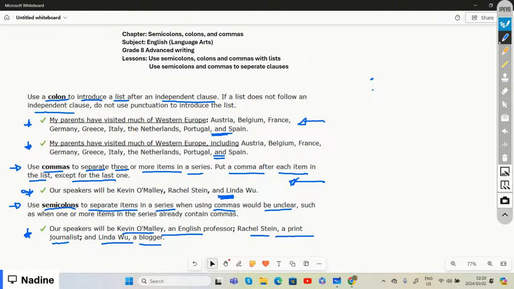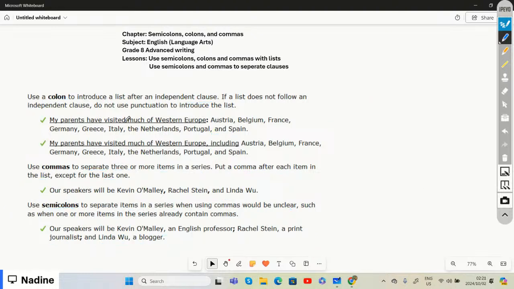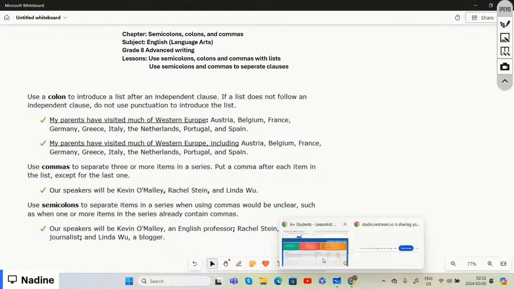All right, so now we're going to aplusstudents.ca, where we are going to use semicolons, colons, and commas with lists, and we're going to use semicolons and commas to separate clauses.